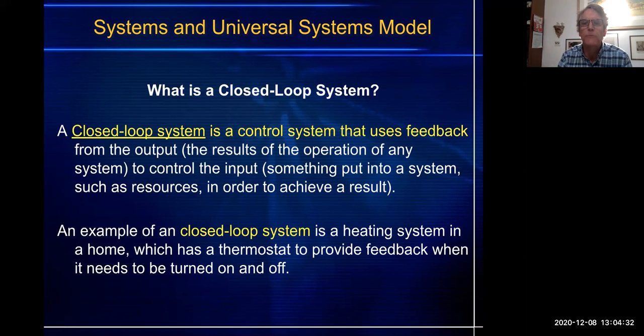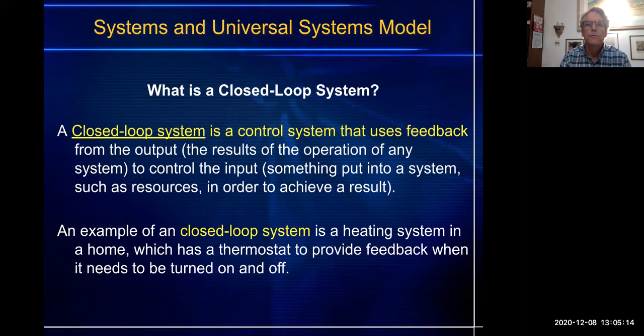Closed loop is a control system that uses feedback from the output, the result of the operation of any system, to control the input, something put into the system, such as a resource, in order to achieve a result. Again, these definitions are very hard to understand because they are trying to make it apply to everything. So a closed loop system is a control system that uses feedback from output, the result of the operation of any system, to control the input, something put into a system, such as resources, in order to achieve a result.